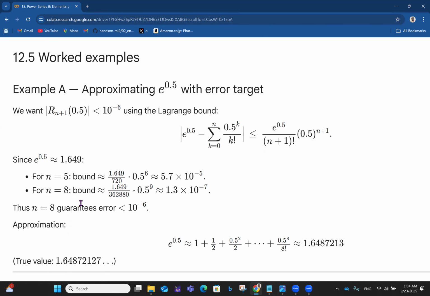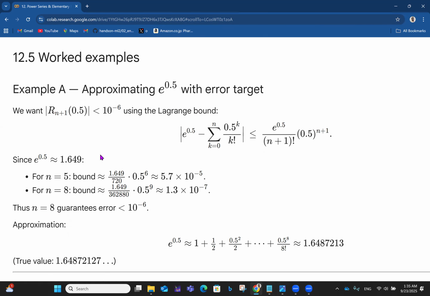So for n equals 8, we have the bound 1.649, that's for e raised to 0.5, all over 9 factorial. 9 factorial is 362,880, multiplied by 0.5 raised to 9. And that's approximately 1.3 times 10 raised to minus 7, right? So we see here that n equal to 8 is what guarantees that the error is less than 10 raised to minus 6.